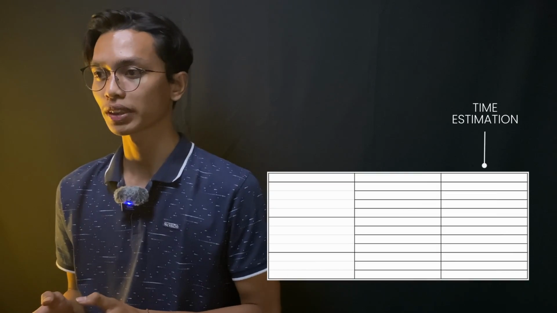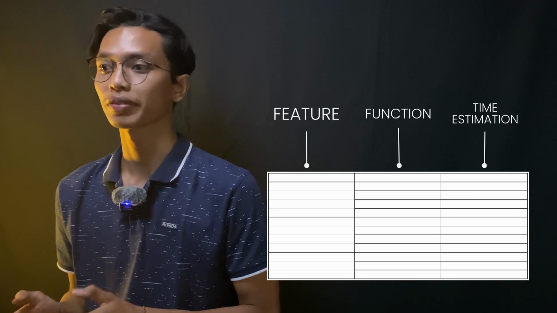What is ABO Table? ABO Table is a table library that contains time estimation for each function of the feature. We already work on a lot of different functions or features, and because of that, we can create our own time estimation based on our experience. I will give you an example. With our experience, the ABO table will show like this.